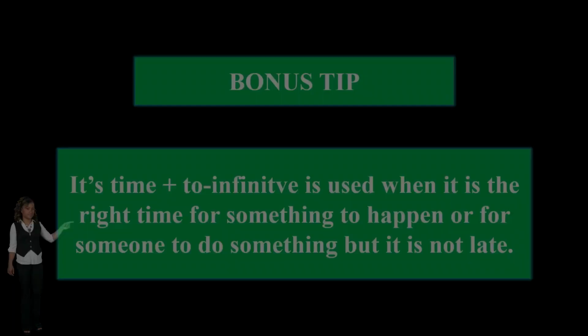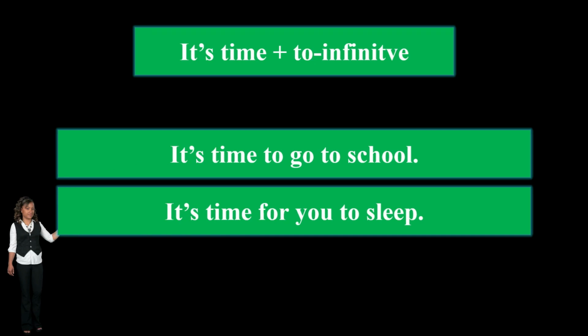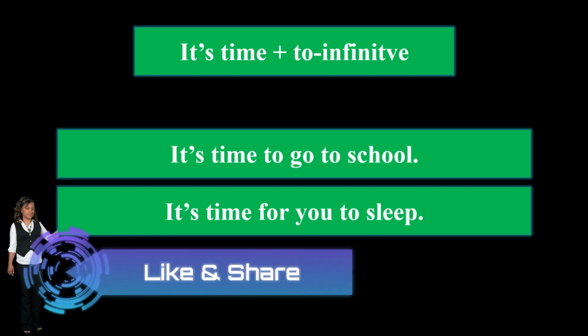Let's look at examples here. It's time to go to school. For example, you usually go to school at 8 o'clock. You start for school at 8 o'clock and it is 8 o'clock now. So there is no delay. It's not late. So you can say it's time to go to school. Now again, it's time for you to sleep. If it is like you go to bed at 9 o'clock every day and it is 9 o'clock now, you can say it's time for me to sleep. Or you can advise someone, it's time for you to sleep.